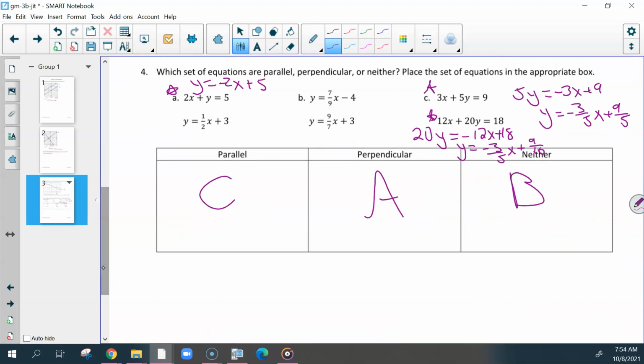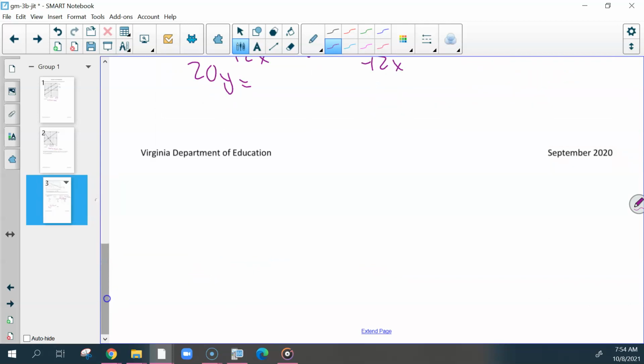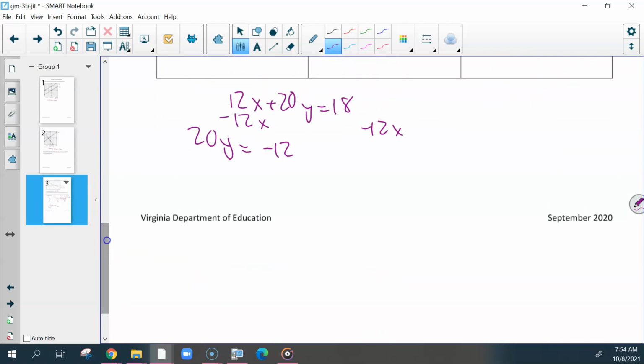For C, on the bottom one, how did you get rid of the -3? We would have had to divide. I didn't show all my steps here because I didn't have space, but we would have had to subtract 12x and then divide everything by 20. And you would have had to simplify. So I can divide both of these by 4 to get 3/5. Okay. And then divide both of these by 2. That's it then. Thank you.